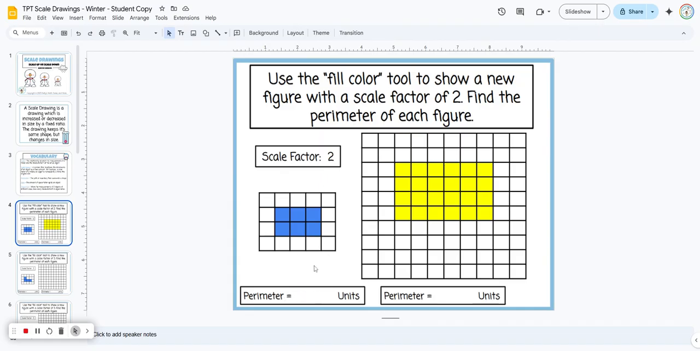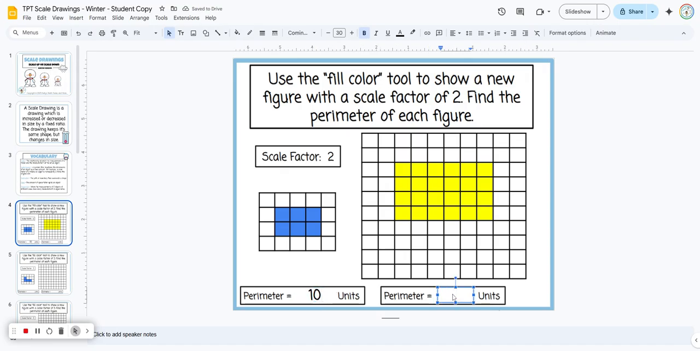So before they move on, you want them to look at what happens to the perimeter. They're going to count the units around the smaller rectangle. That would be a total of 10 units, so they're going to type in a 10. The larger figure, if they count around the outside, they're going to get a perimeter of 20 units.